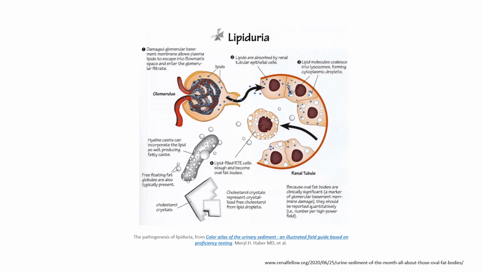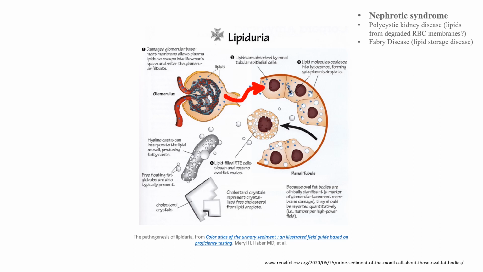Lipids in the urine, or lipiduria, occurs predominantly in the setting of nephrotic syndrome, but may also be present in polycystic kidney disease and Fabry disease. Damage to the glomerular basement membrane allows plasma lipids to enter the urinary space. Excreted lipids may appear as free lipid droplets. These are best visualized under dark field illumination because they are highly refractile.